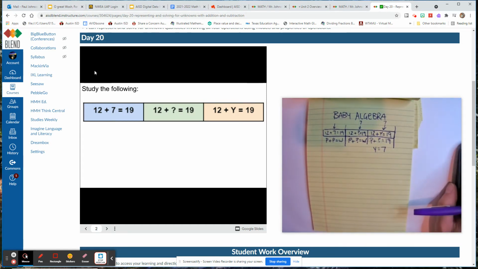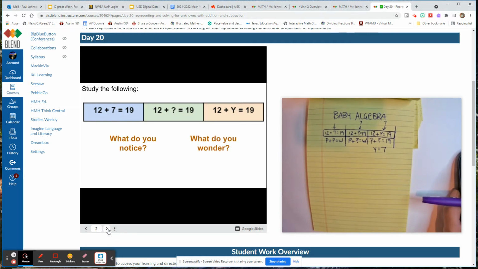So all of these problems are varying levels of the same thing. You saw 12 plus 7 maybe in kindergarten, first grade. You saw 12 plus question mark maybe in first grade, second grade. And now you're here in 5th grade, and instead of giving you a question mark, they're giving you a letter that represents that unknown value. It means the same thing. What is the value of y? What fits in to y to make that true? 12 plus what?